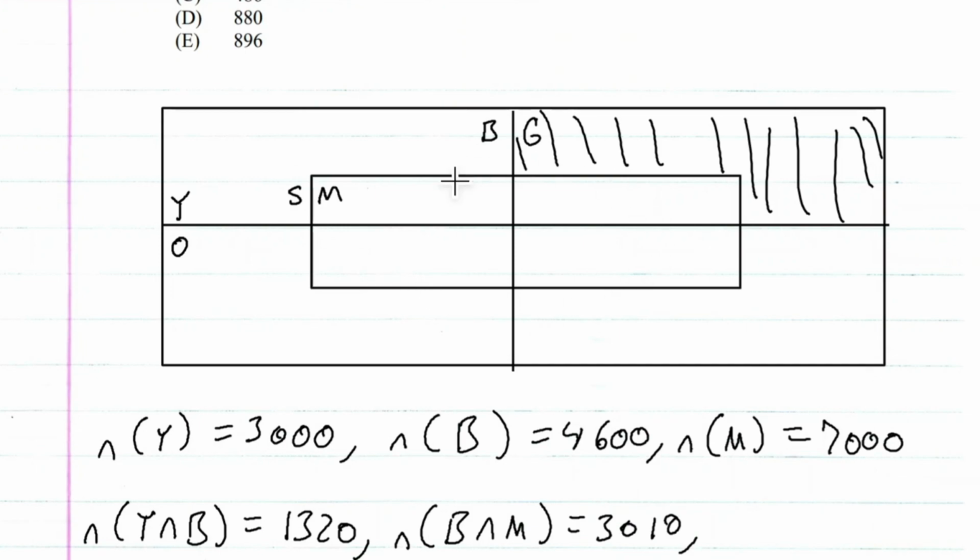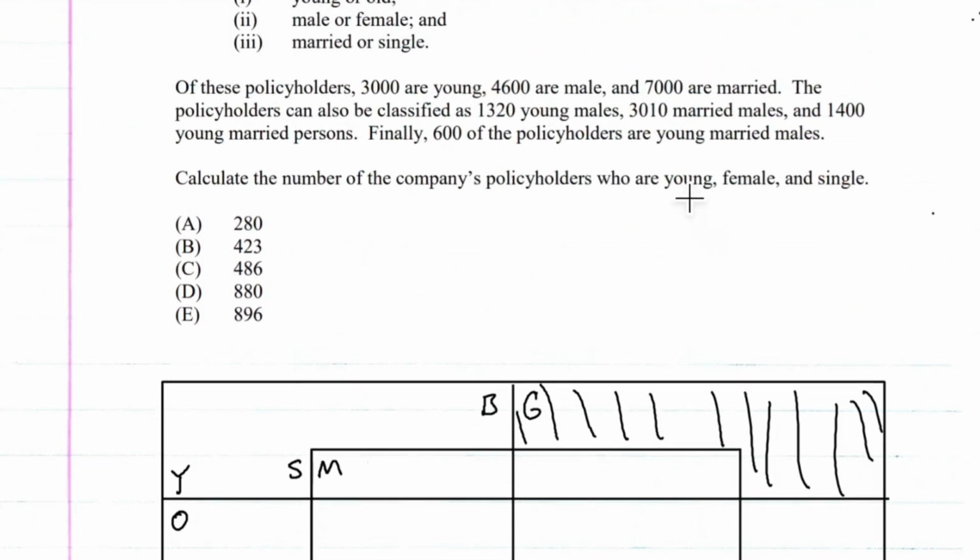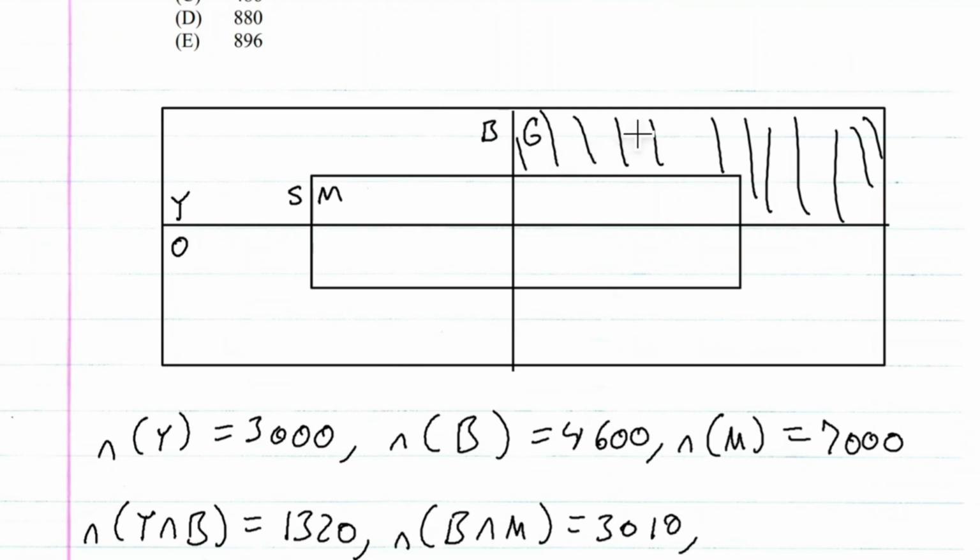So I drew a diagram to try to organize everything so I can figure out what I'm looking for. Remember, I'm looking for young, female, and single, and the shaded area is young, female, and single, and I will show you how in a second. Young and old are broken up into this section and this section, where young is all of this and old is all of this.